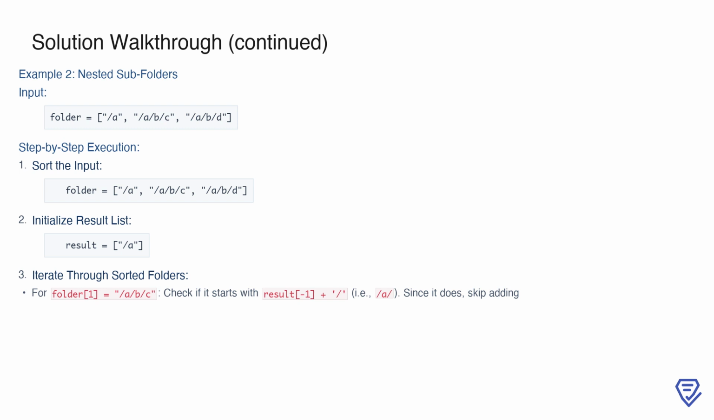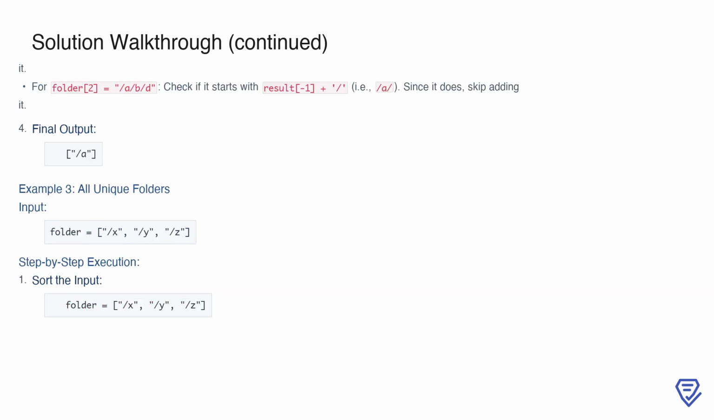The sorted list remains /a, /a/b/c, /a/b/d. Next, we initialize the result list with the first folder, which is /a. This folder becomes the starting point for identifying parent folders. Now, we iterate through the sorted list starting from the second folder. For /a/b/c, we check if it starts with the last folder in the result list followed by a slash, which is /a/. Since this condition is true, /a/b/c is identified as a subfolder of /a and is skipped.